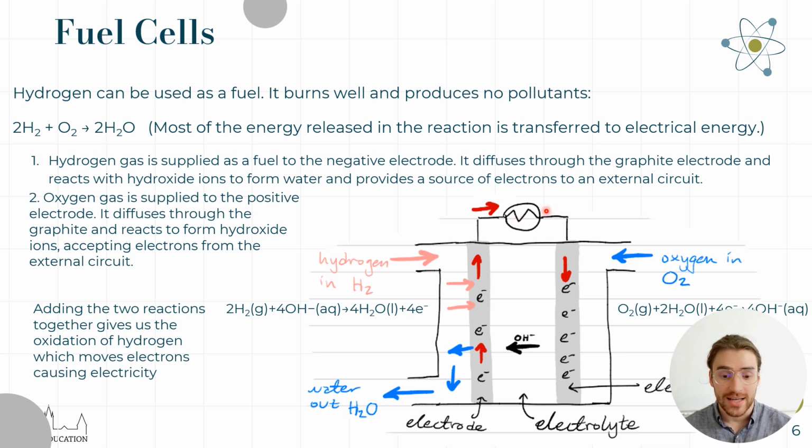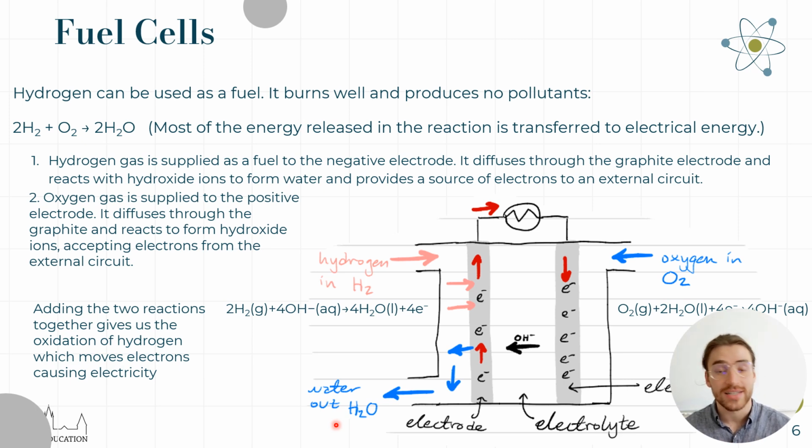It's then going to come back down and meet up with oxygen that is being pumped into the other side to the positive electrode. That oxygen is then going to be split into an ion. Same thing with the hydrogen once it's donated its electron. Those ions, the hydrogen and the oxygen ions, are going to come together to form H2O.